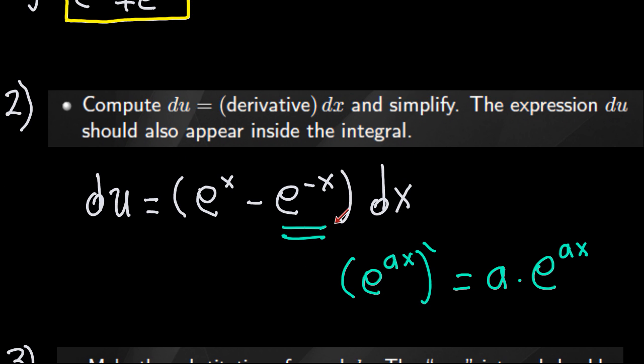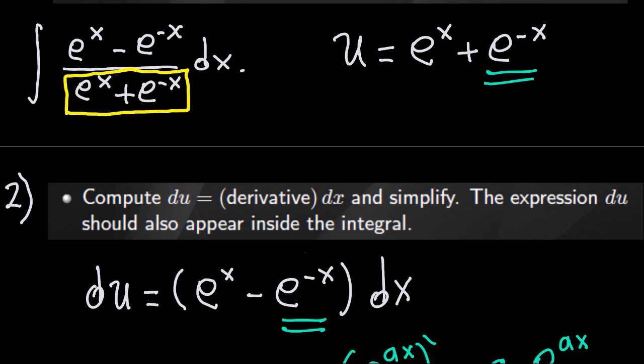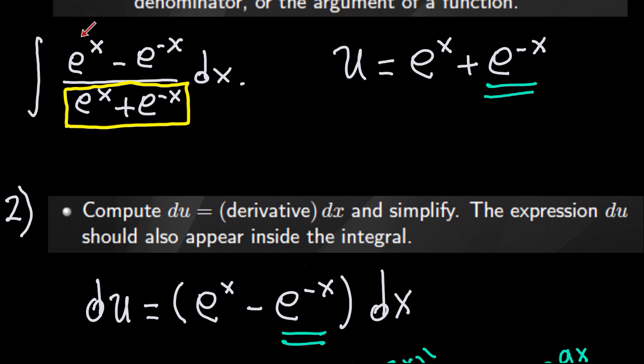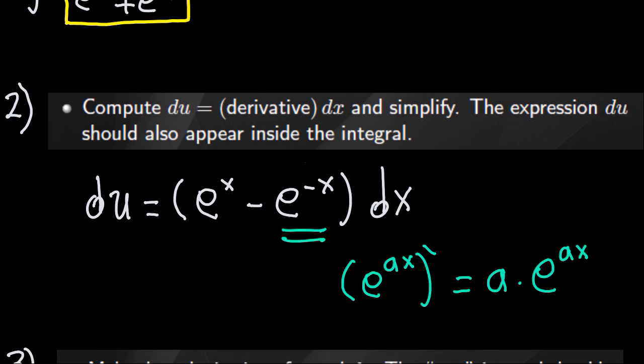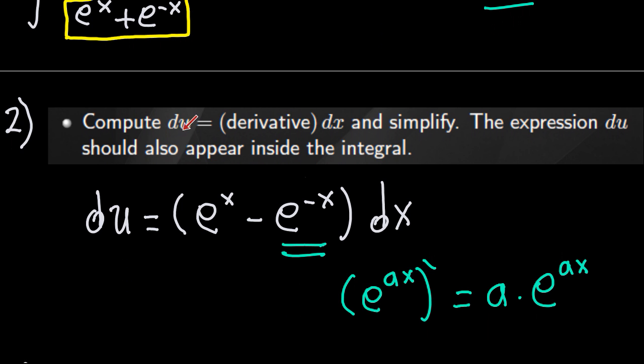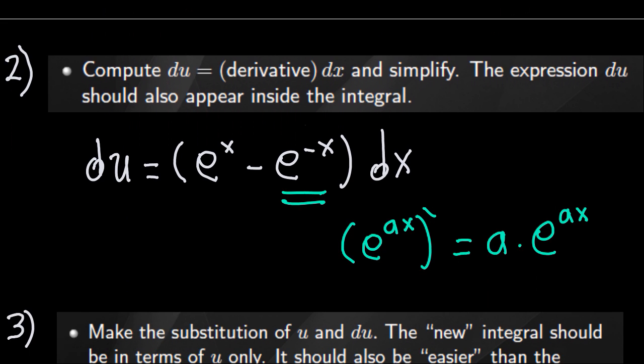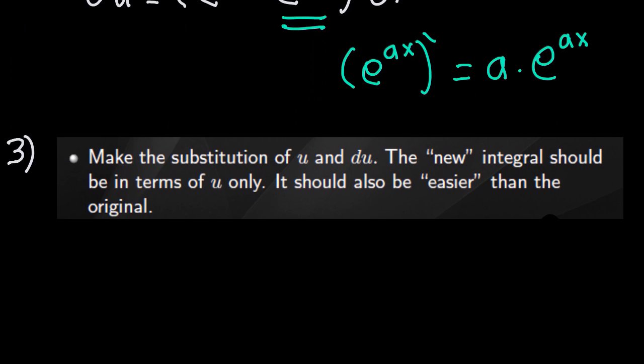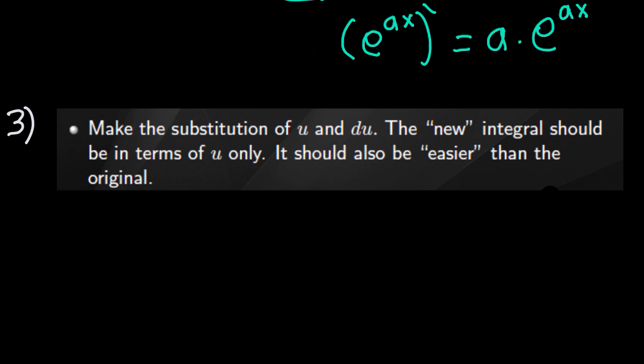Now, if you look at this expression, e to the x minus e to the negative x dx, it is exactly the numerator of my fraction. That is why it's a good choice to make u the denominator. So the du is exactly something that is in my integral, and now I'm going to make the substitution. I'm going to write down the integral again so you can see how the substitution works.